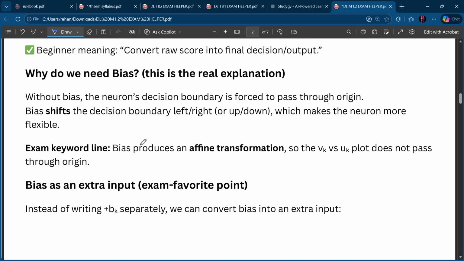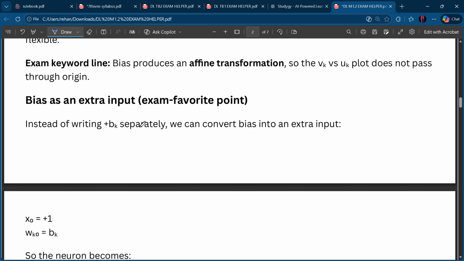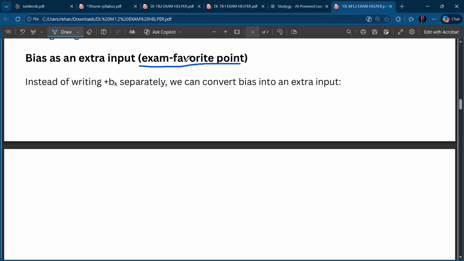Why do we need bias? Like I said, it makes a change in the flow of the operation and shifts the decision boundary left, right, up, down. So bias is an extra input. Let me underline this, because when you read the notes it might be helpful for you. This is an exam favorite point. You shouldn't write this in the exam, because this is for us to understand.